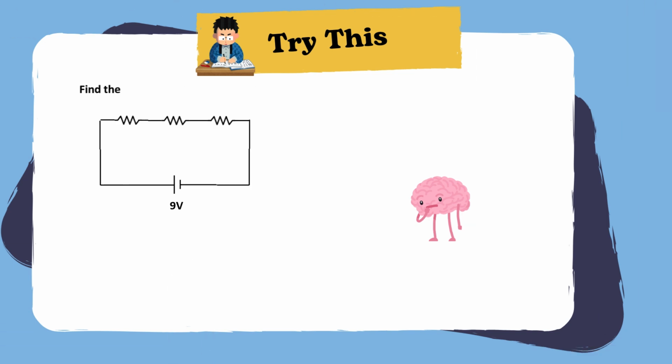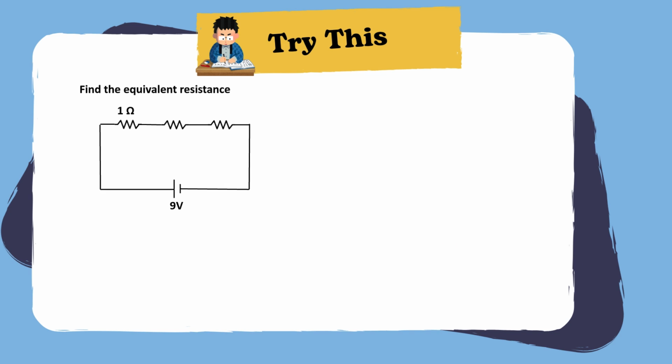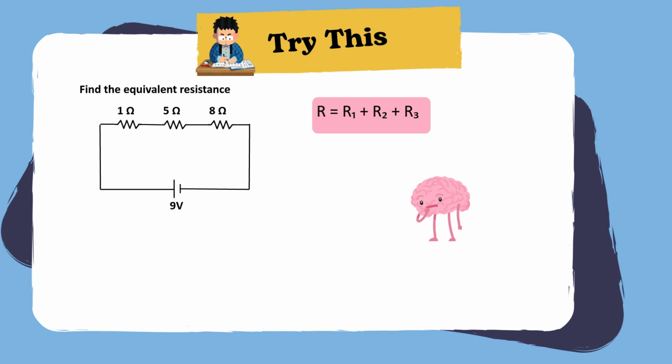Let's solve an example to find the equivalent resistance of resistors in series. We are given three resistors, 1 ohm, 5 ohms, and 8 ohms, all connected in series. In a series connection, equivalent resistance is the sum of all individual resistances. That is, 1 plus 5 plus 8 is equal to 14 ohms. Therefore, the equivalent resistance is 14 ohms.